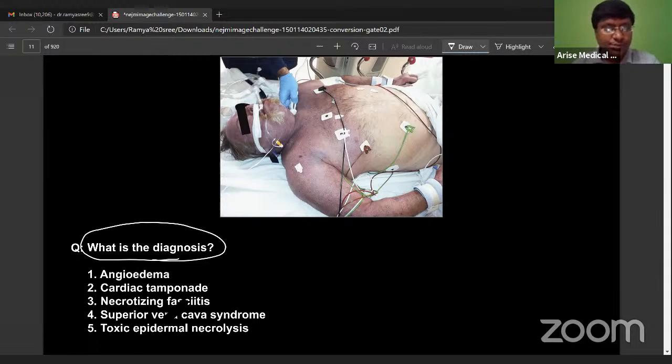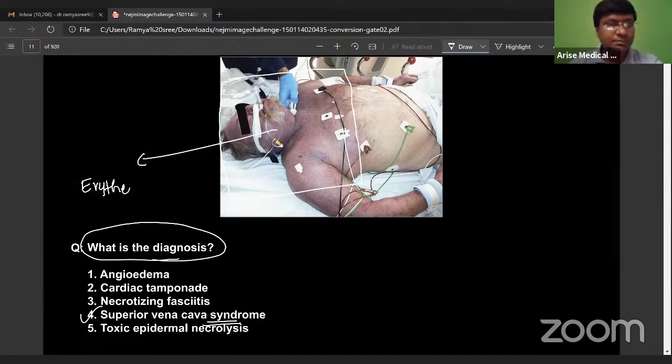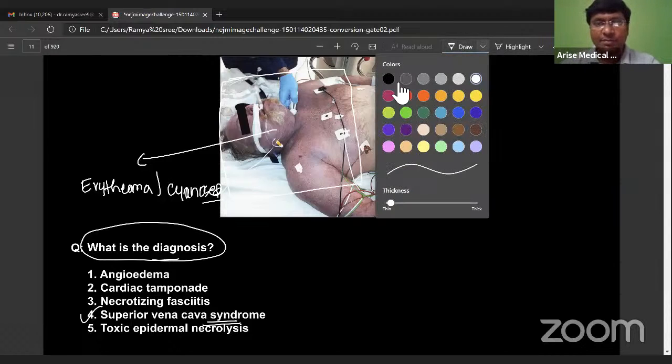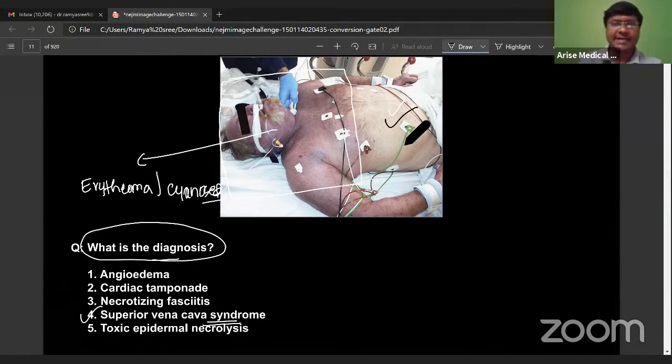Very good, Santosh. So the answer here is the superior vena cava syndrome. The answer here, whatever is given, is your superior vena cava syndrome, right? Now, why is the answer superior vena cava syndrome? You see the upper half of the body, it is completely red or erythematous, or cyanosed, right? Now, where do you have the upper half of the body being erythematous and cyanosed, and the lower half of the body absolutely normal, right? Lower half of the body is absolutely normal.